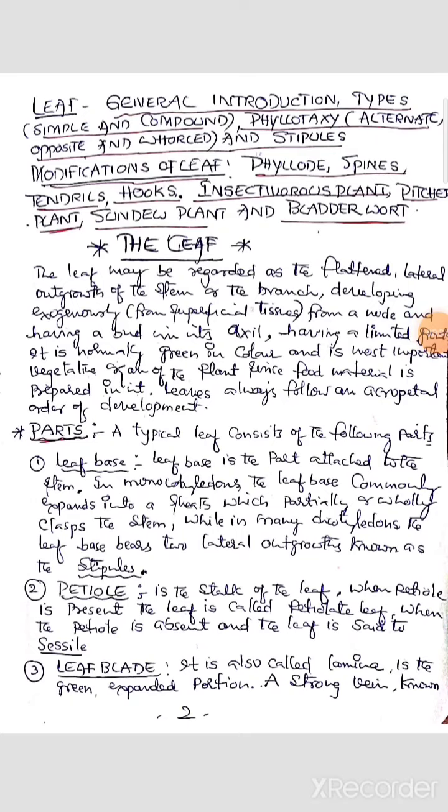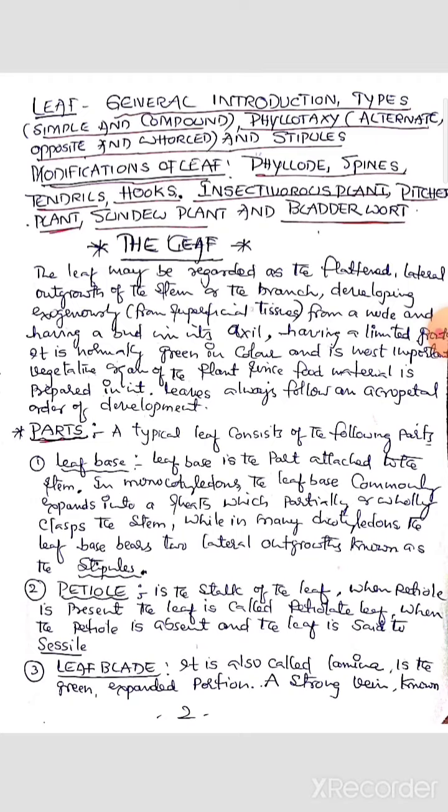That is the general introduction, types, simple and compound, and also phyllotaxy, kinds of phyllotaxy, and stipules, and their modifications of leaf: phyllodes, spines, tendrils, hooks, and also insectivorous plants. In that, examples are pitcher plant, sundew plant, and bladderwort.